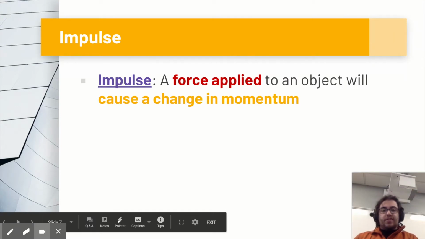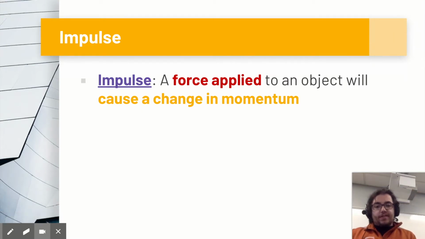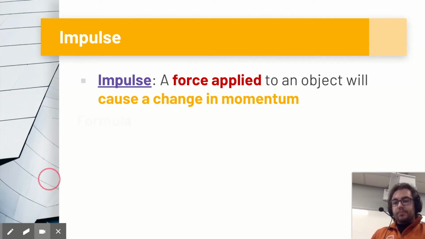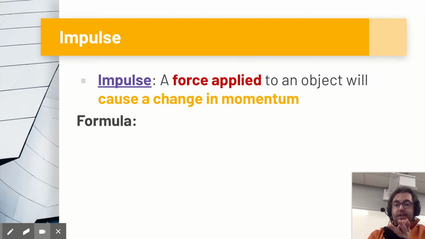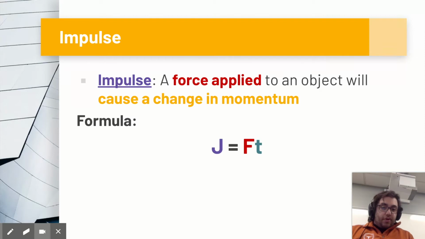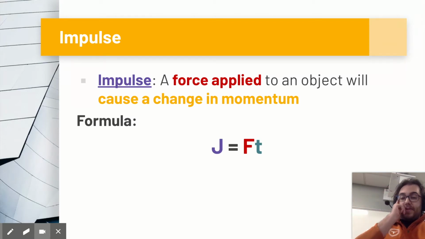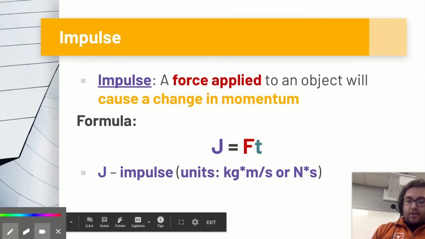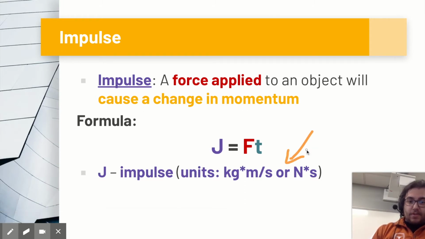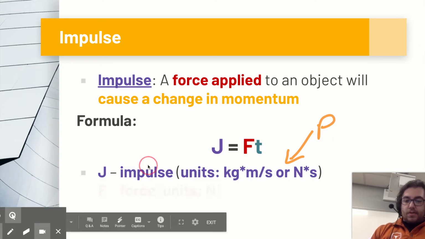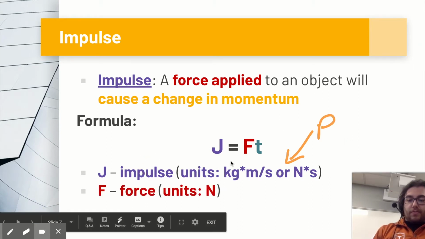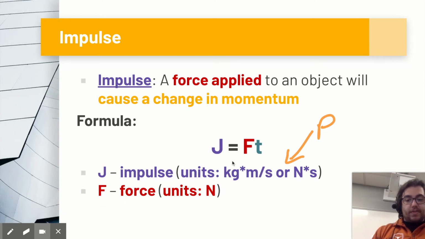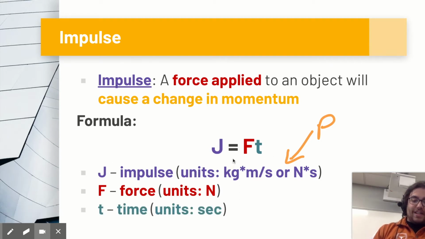The actual definition is that a force applied to an object will cause a change in momentum. So I was moving with a speed, all of a sudden I stopped moving. That is a change in momentum. The formula for impulse is force times time. J is our impulse. If you're looking at your notes, impulse has the exact same units as momentum. The F is still the same with units of newtons. It means force. And T is still time.